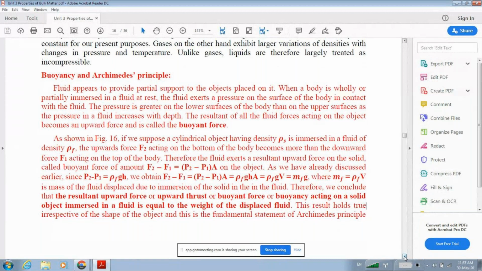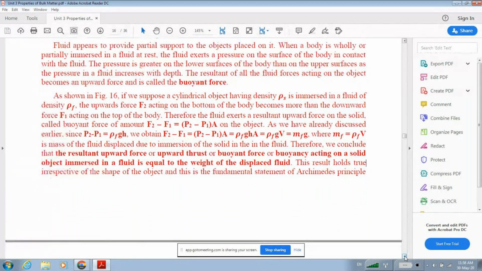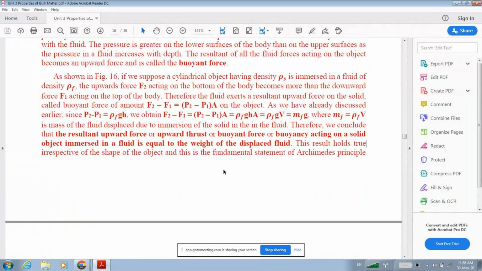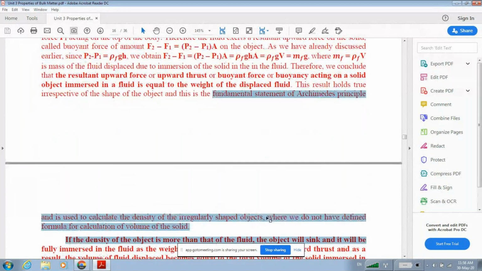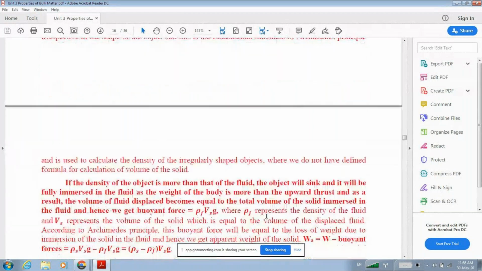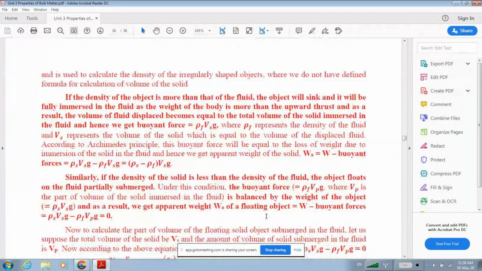So if you divide the mass of the solid by this volume, then you get the density of the solid material. So this Archimedes principle is used to calculate the density of irregularly shaped objects. Now we will see two different cases: what happens when the object is floating and what happens when the object is fully immersed in the fluid. First, let us see when it is submerged in the fluid.